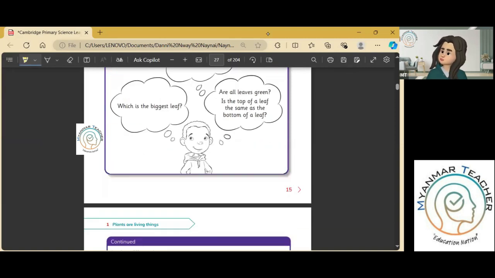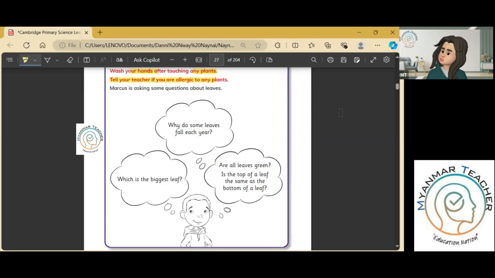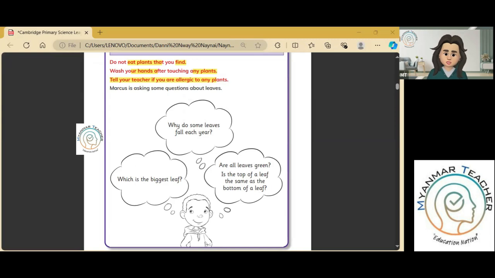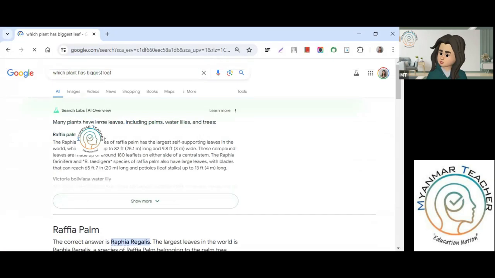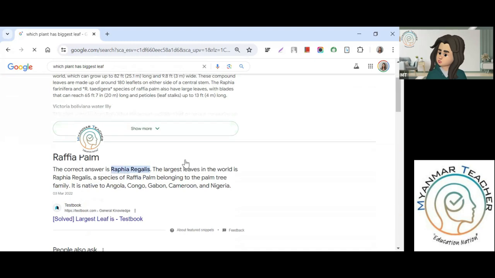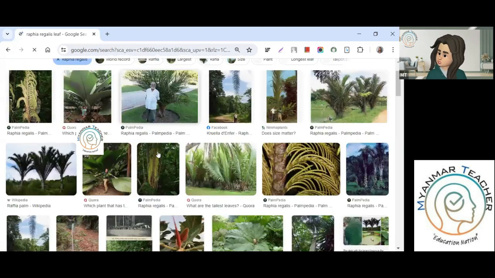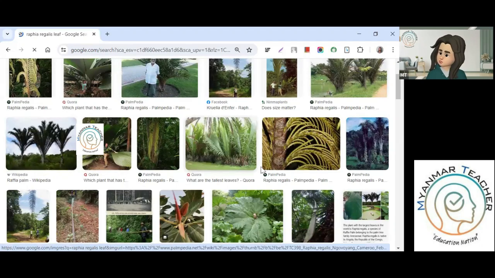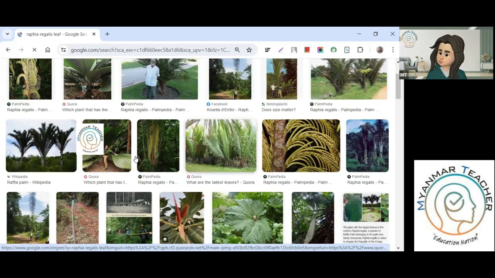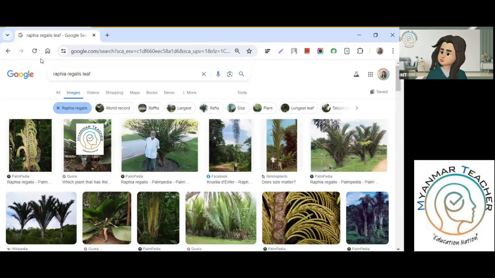And Marcus here, he's a little boy here, he's asking some questions. Which is the biggest leaf? I feel like it would depend on your farming, but I'm just Googling it now. Okay. The raffia palm has the largest leaves, and we're just going to check that. These are their leaves. It's basically like palm leaves. They don't look like leaves. They look like a stem with little leaves, but they're actually considered as one leaf. So that's the biggest leaf.